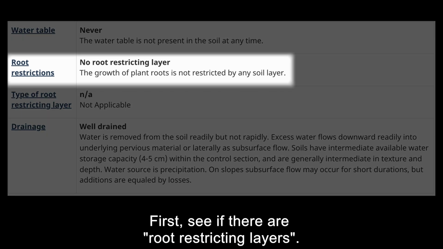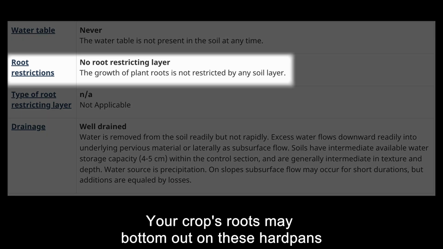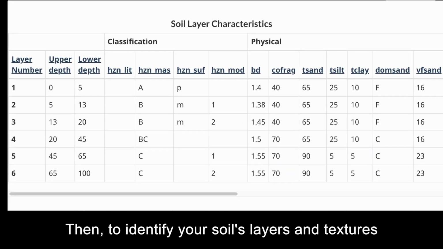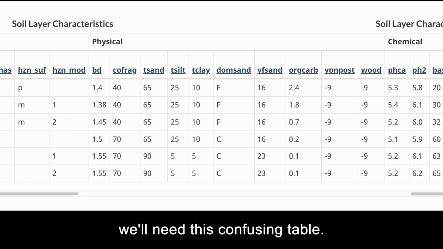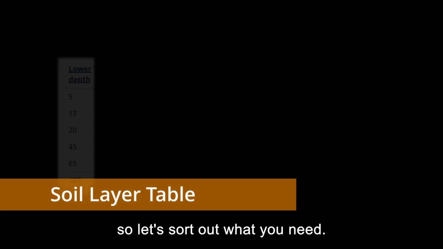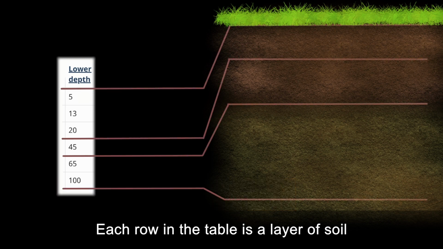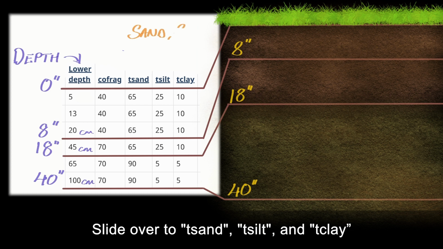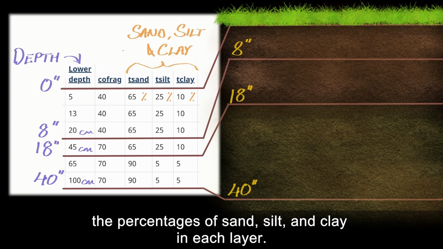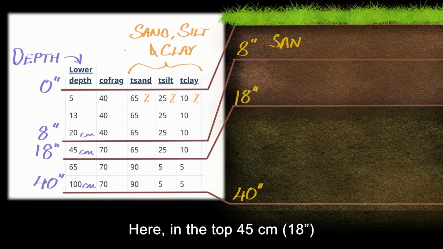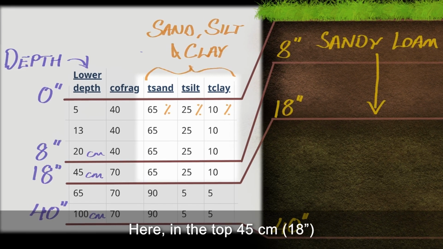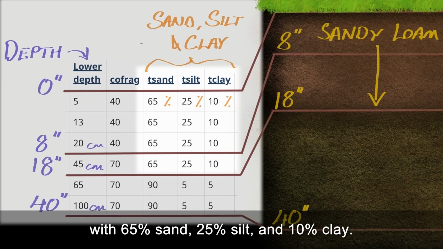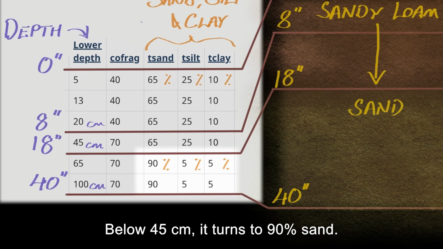First, see if there are root-restricting layers. Your crop's roots may bottom out on these hardpans, and they likely affect drainage too. Then, to identify your soil's layers and textures, we'll need this confusing table. You can ignore most of it, so let's sort out what you need. Each row in the table is a layer of soil, with the upper and lower depths of the layer listed in centimeters. Slide over to T sand, T silt, and T clay, the percentages of sand, silt, and clay in each layer. Here, in the top 45 centimeters, or 18 inches, this soil is very consistent with 65% sand, 25% silt, and 10% clay. Below 45 centimeters, it turns to 90% sand.